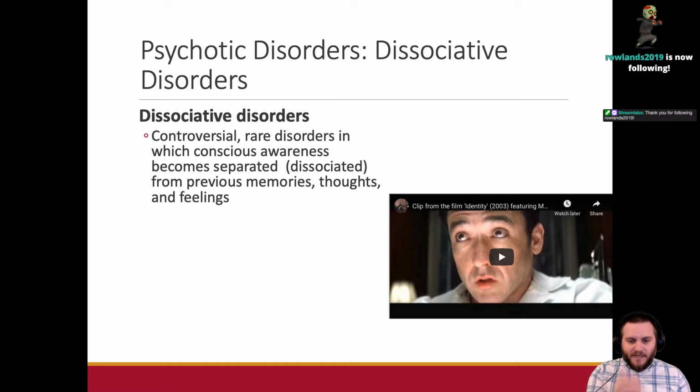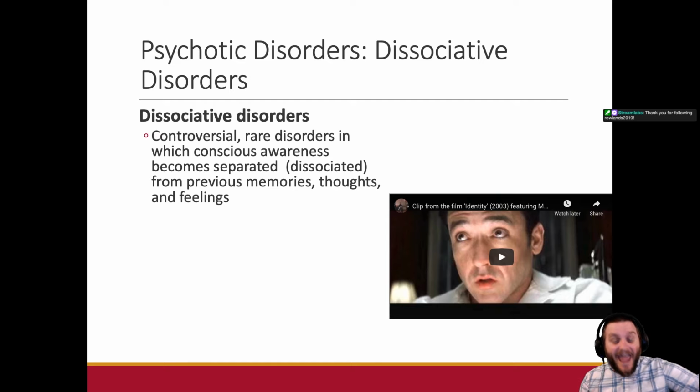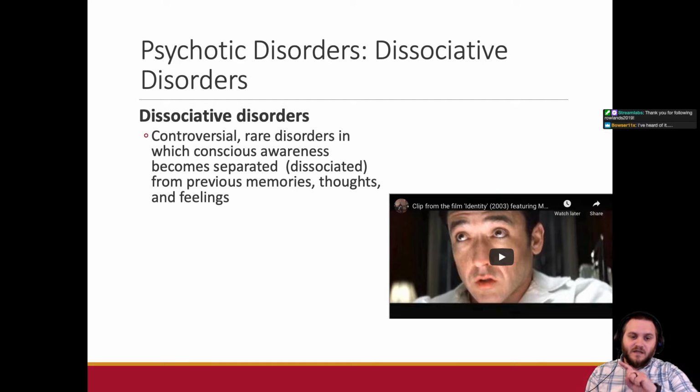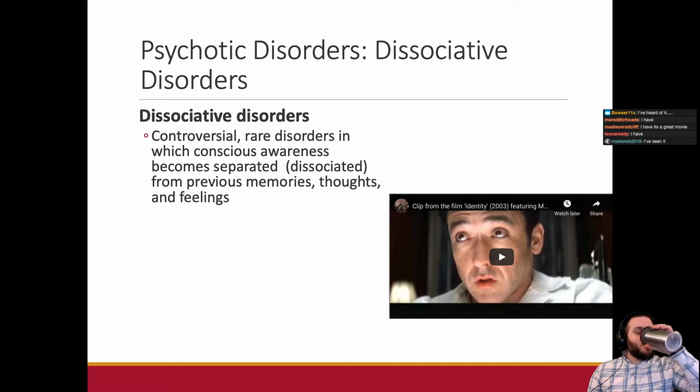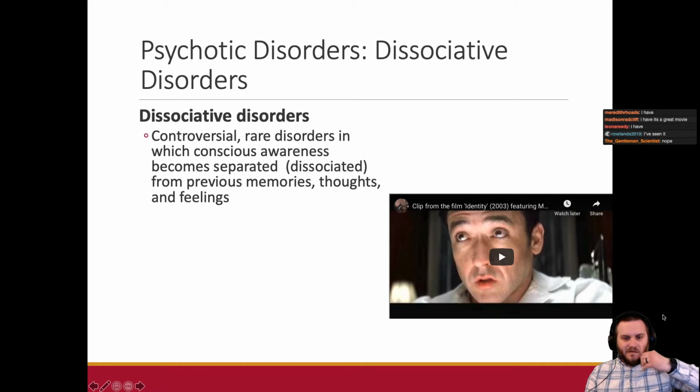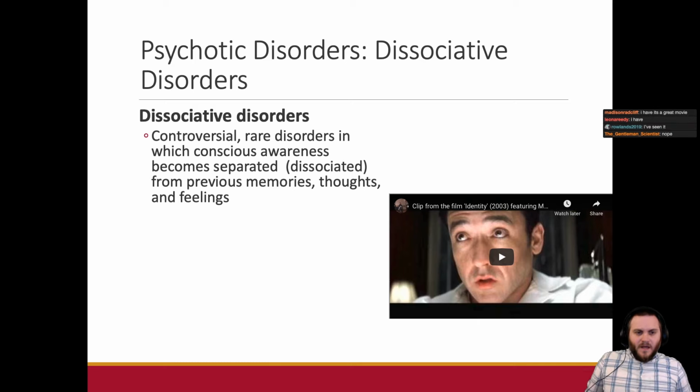How many of you have seen Split? Let me know in chat if you have seen Split. And if you've seen Split, if that is your first experience with something like dissociative or multiple personality disorder, had you heard about multiple personality disorder or dissociative identity disorder before that?